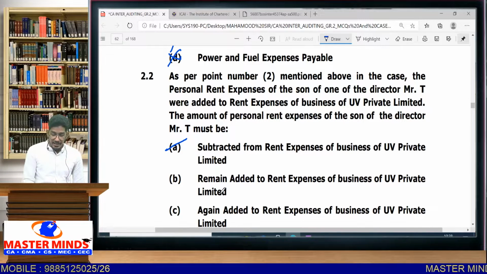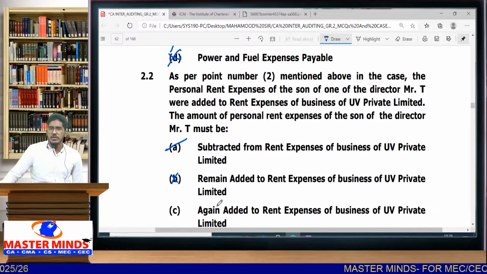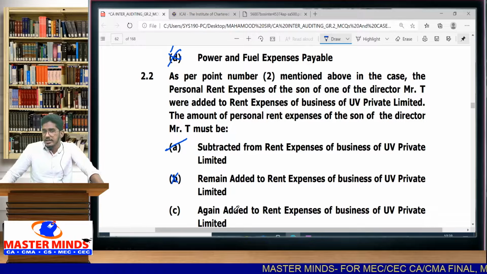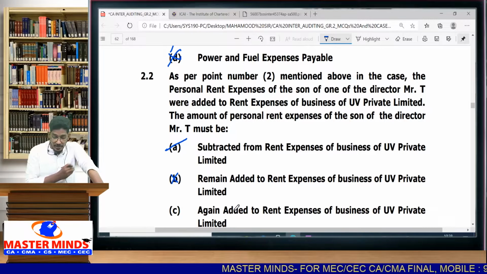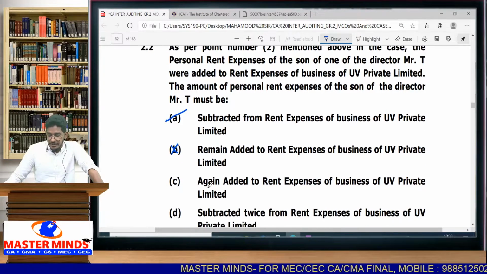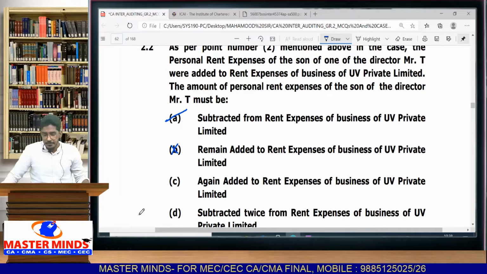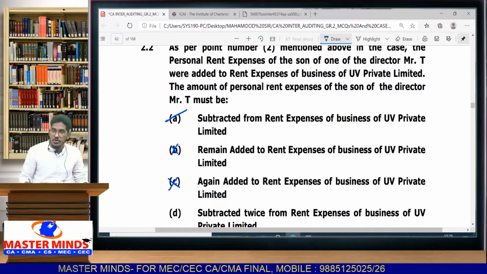Then, they remain added to the rent expenses of business of UV Private Limited. That means you are not required to do anything. It should be added to the business expenses. Is it a correct explanation? No. Then again added to rental expenses. Is it a correct option? You have already added, which is wrong. Once again, why would you add? So this B option, C option is also wrong.